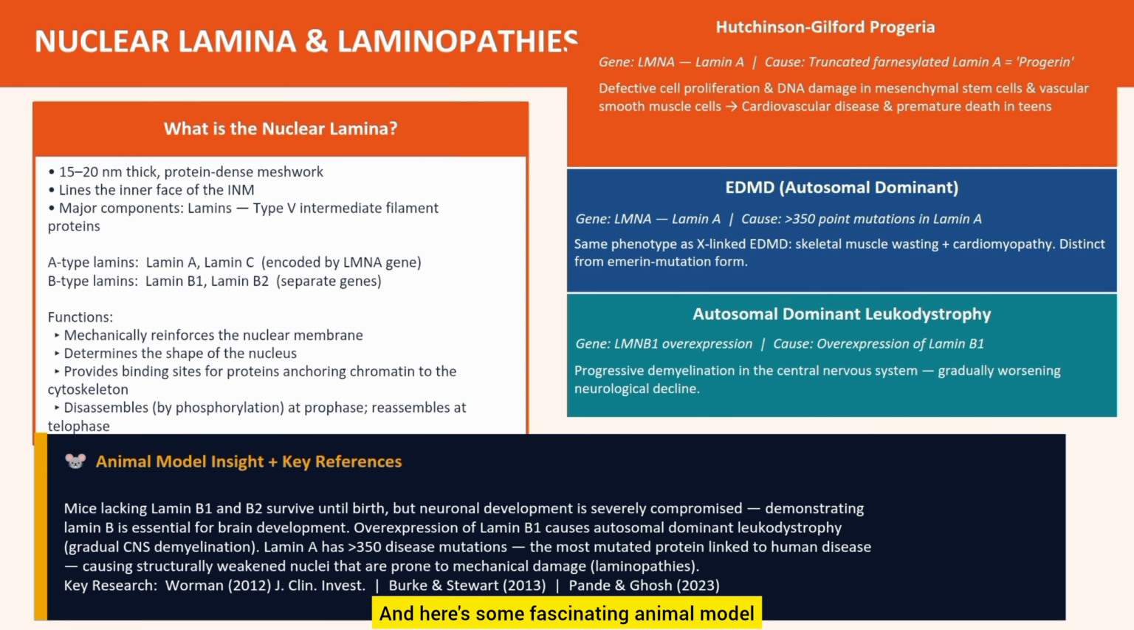And here's some fascinating animal model data from the textbook. Mice lacking both lamin B1 and lamin B2 survive until birth, but their neuronal development is severely compromised. This demonstrates that lamin B proteins are absolutely essential for brain development. Knock them out, and the brain doesn't form properly. The key references for this section are Warman 2012, Burke and Stewart 2013, and the most recent update, Pandey and Ghosh 2023, all cited in Gray's Anatomy.